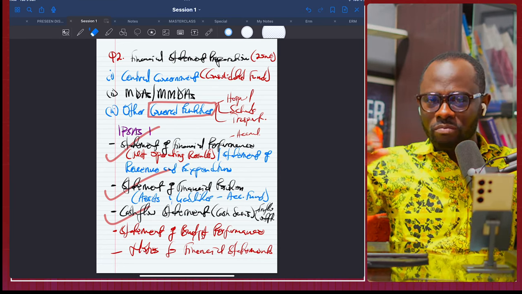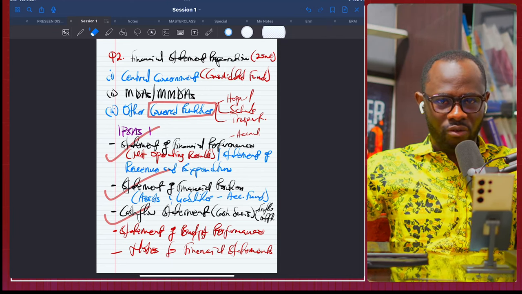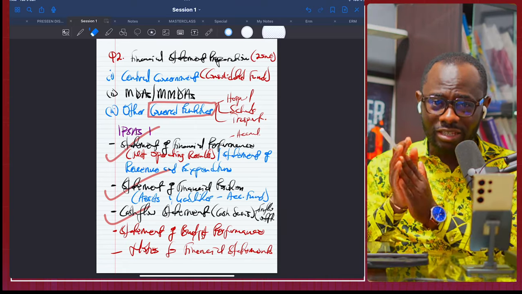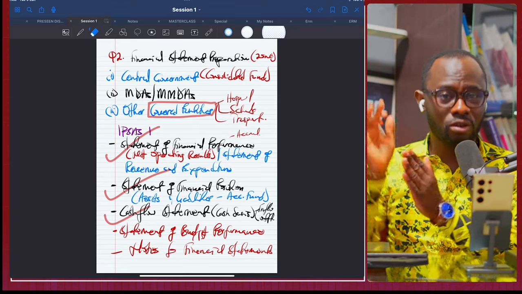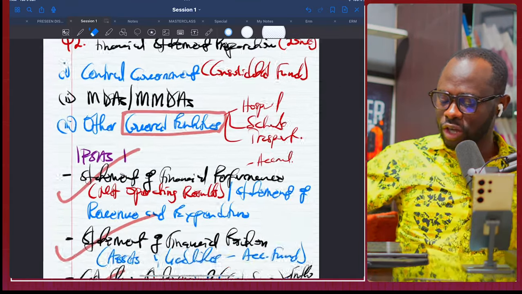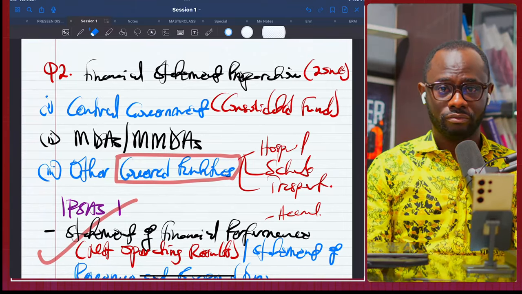I don't care how smart you think you are. I don't care how quick you think you are. Let this be your last or last but one question, and I'm going to tell you why at the end of this session. So in question 2, we are looking at the final accounts preparation.